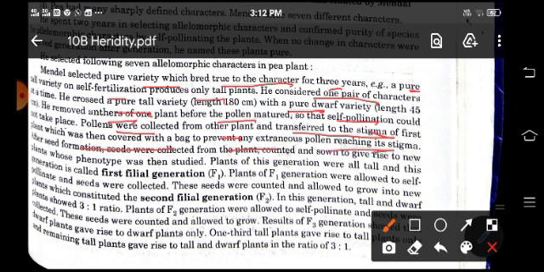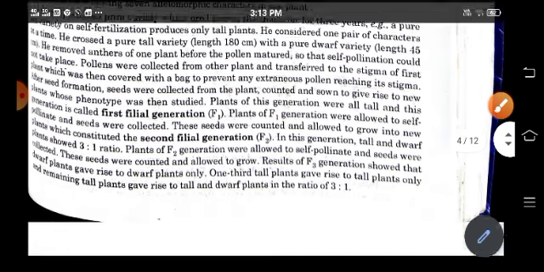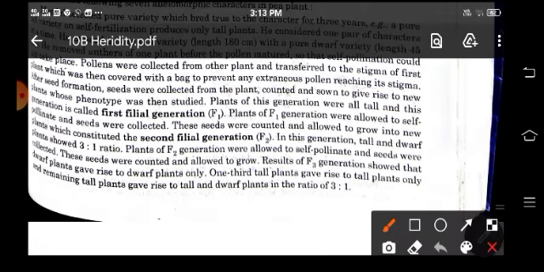pollen reaching its stigma. Plants of this generation were tall, and this generation is known as the first filial generation or F1. Plants of the F1 generation were allowed to self-pollinate and seeds were collected. Again these seeds were counted and allowed to grow into new plants, and it constitutes the second filial generation or F2. In this generation, tall and dwarf plants show a 3:1 ratio.